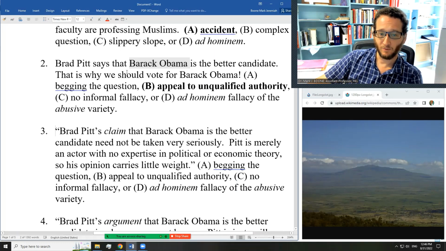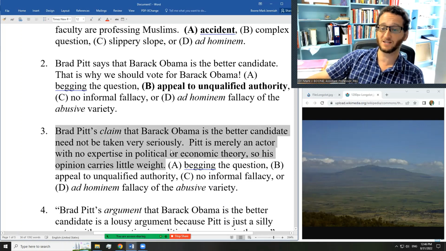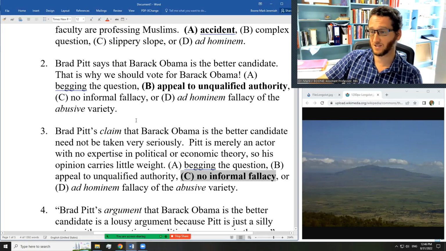But what about this? What if someone says, Brad Pitt's claim that Obama is the better candidate need not be taken seriously. He's just an actor, no expertise in anything relevant, so his opinion carries little weight. That's not a fallacy at all. That's what I just said.